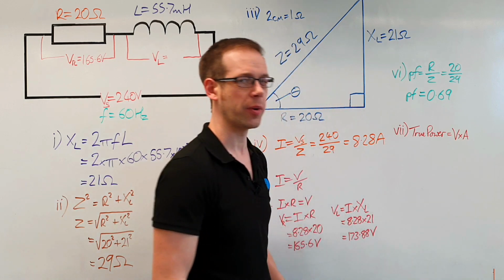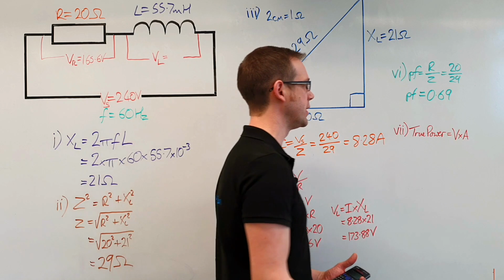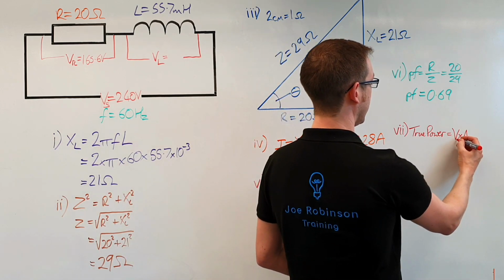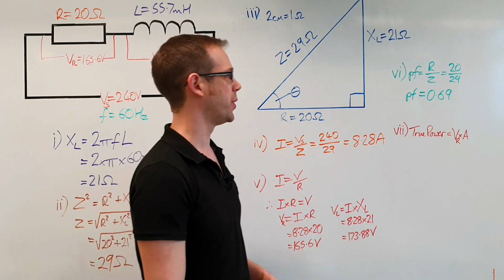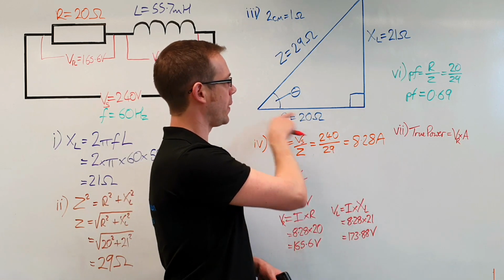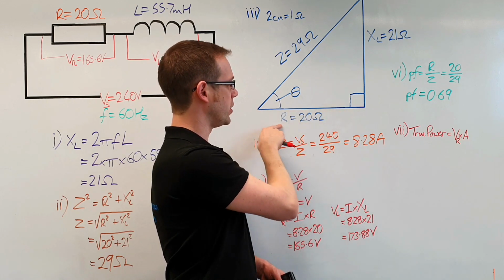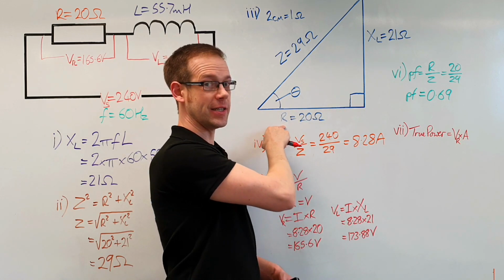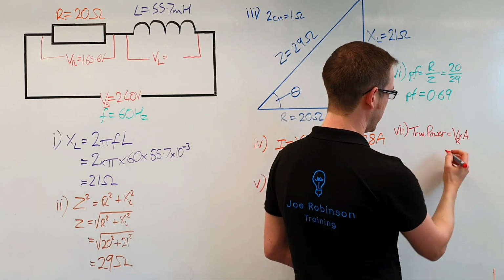And in this case, we're probably thinking, well, which voltage do I use? I've only got one current, so that should be pretty straightforward. We're going to do the resistive voltage, so that's the voltage across the resistor, times the current. Because remember, the true power, if we were to draw a power triangle for this circuit, the true power would sit on this side, which is the same side as the resistive part of the circuit. So the true power is the power that's taken by the resistive part of the circuit.